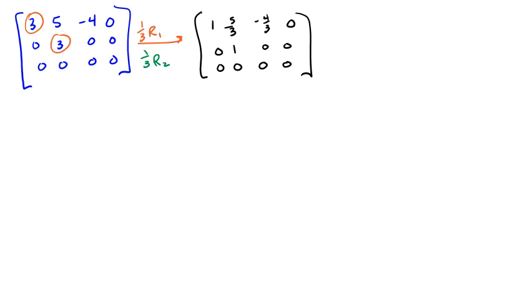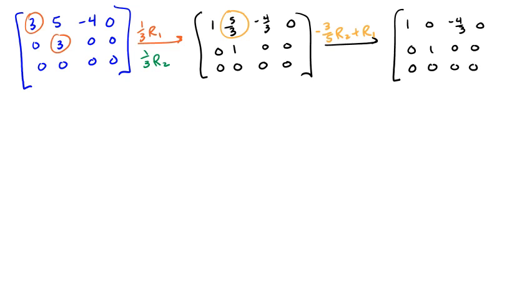Okay, moving along. If I want this to be in reduced row echelon form, I need this to be 0. So in order to accomplish that, I'm going to take -3/5 times row 2 plus row 1 to get the new row 1. So I'll have 1, 0, -4/3, 0, 0, 1, 0, 0, and then all zeros.